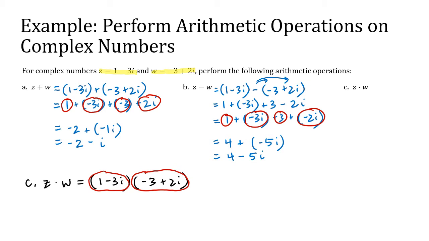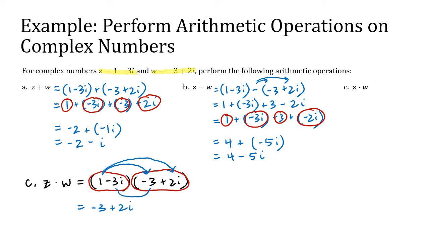And what we have to do is the same thing we would do if we were multiplying two binomials in the real number system. We're going to FOIL, which simply means I'm going to multiply the first terms. So let's see here. 1 times negative 3 is negative 3. I'm going to multiply the outer terms, and 1 times 2i is 2i. I'm going to multiply the inner terms.